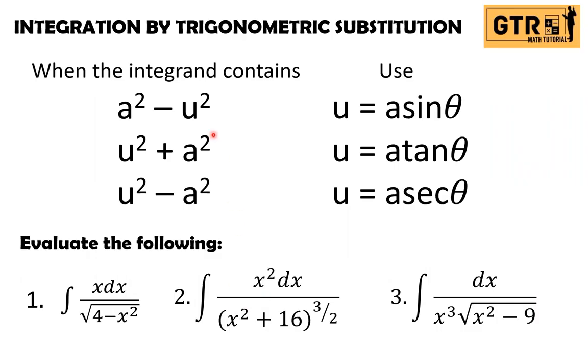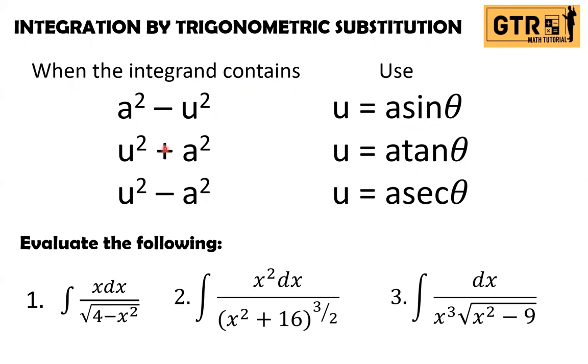So for today's video, I will discuss integration by trigonometric substitution. So when do we use trigonometric substitution? If the integrand contains a squared minus u squared, we use u equals a sine theta. U here is the variable and a is the constant. Okay, so a squared minus u squared, we use u equals a sine theta.